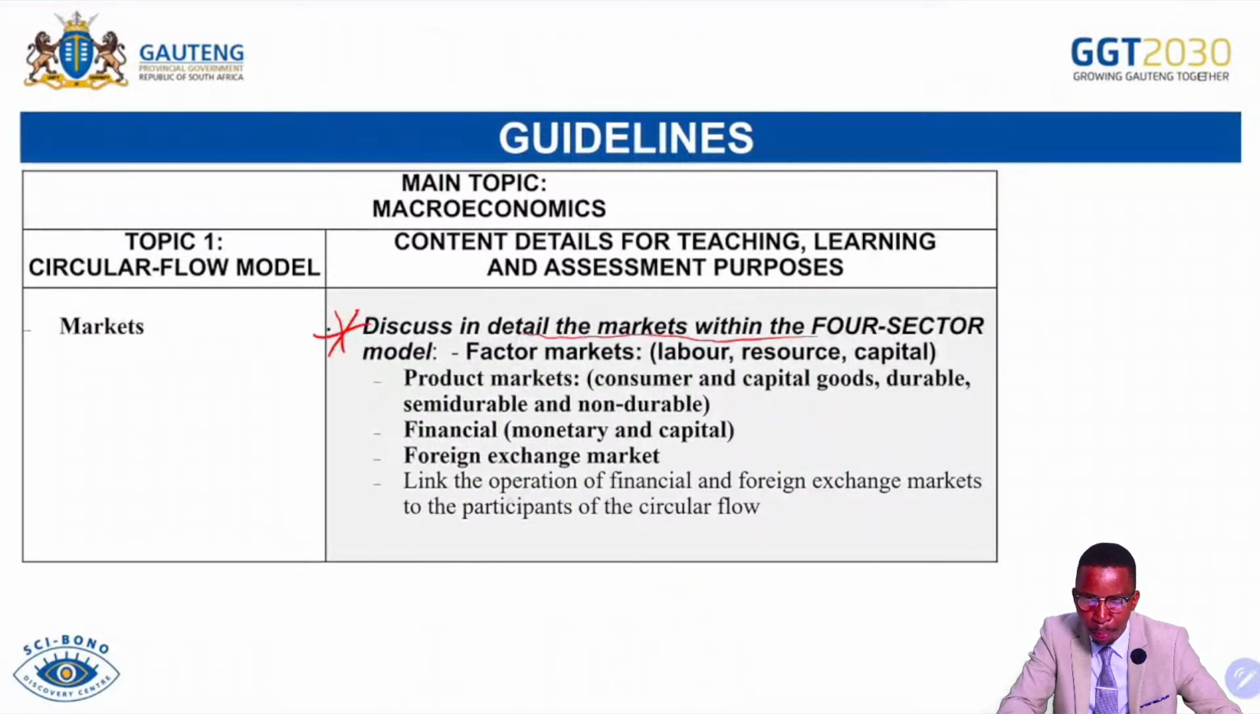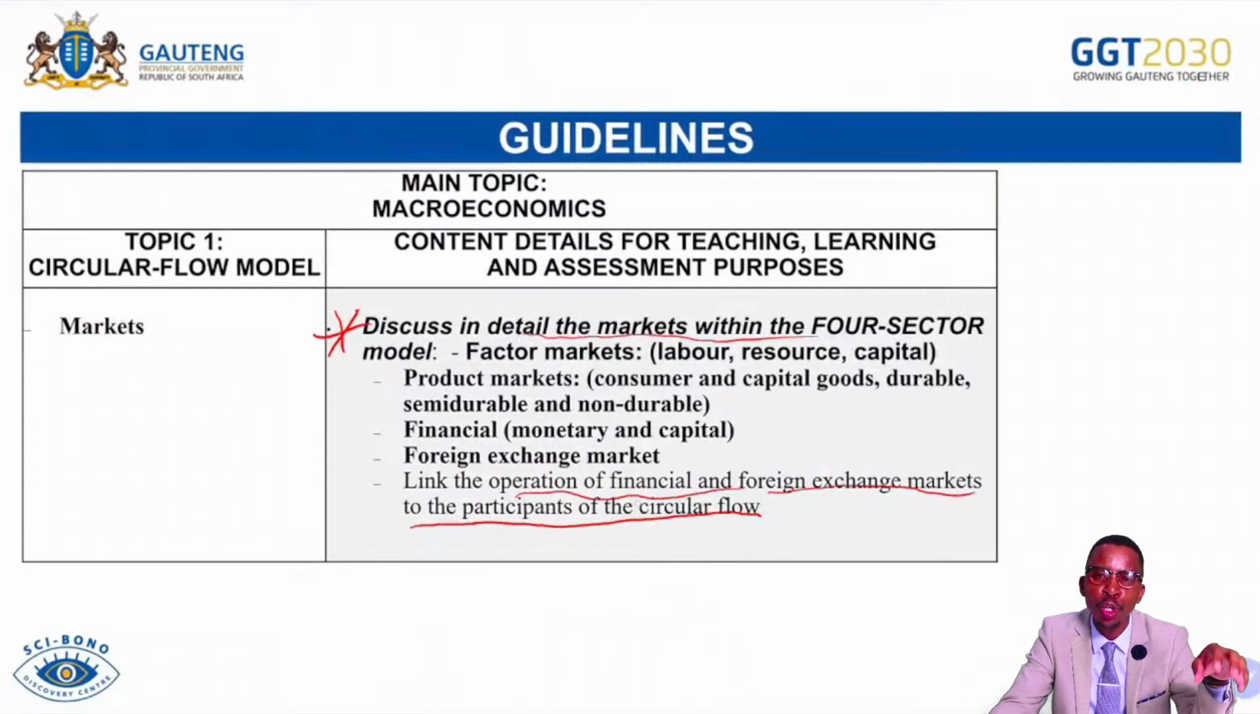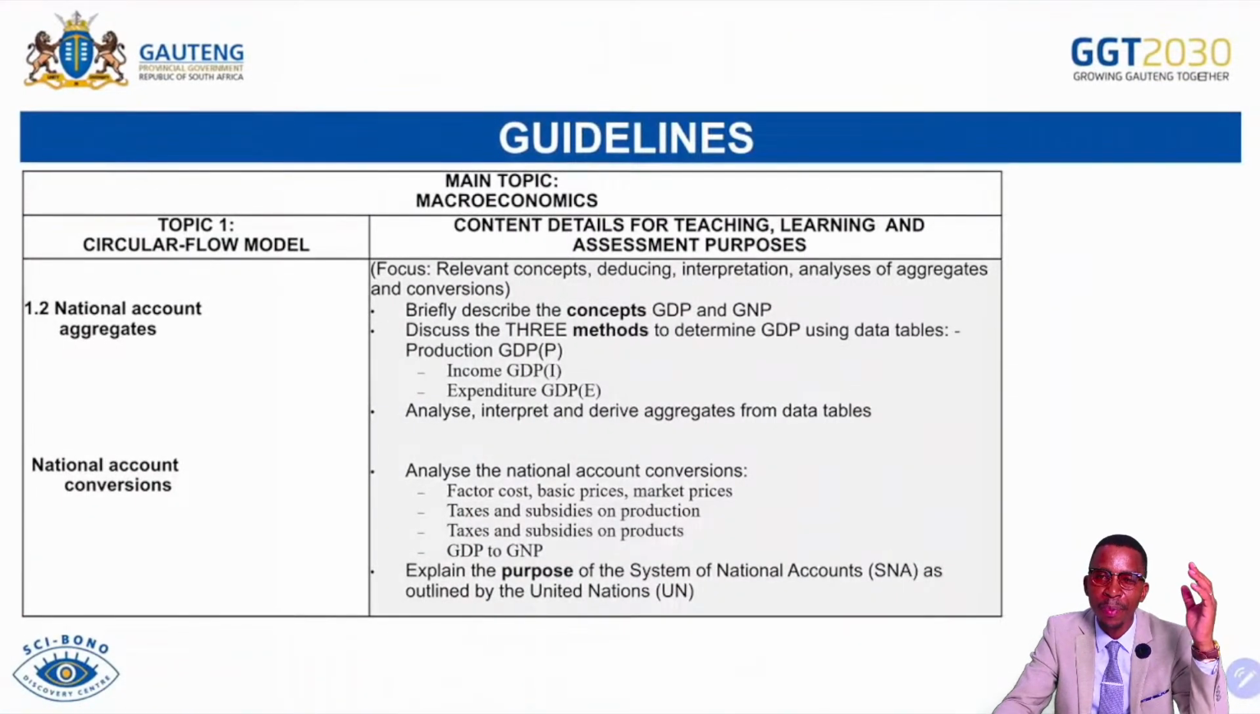And then link the operation of financial market and foreign exchange markets to participants of the circular flow. So you must be able to link how the financial market and the foreign exchange market link with the participants in the economy. We know that financial market acts as a mediator between participants because it provides financial resources. Also, we know that all foreign exchange market activities are done in financial markets. So for our consumers to import and export, they need to interact with the foreign exchange market, which is found through the banking system or financial sector within the economy. So you need to be able to discuss these markets in detail.